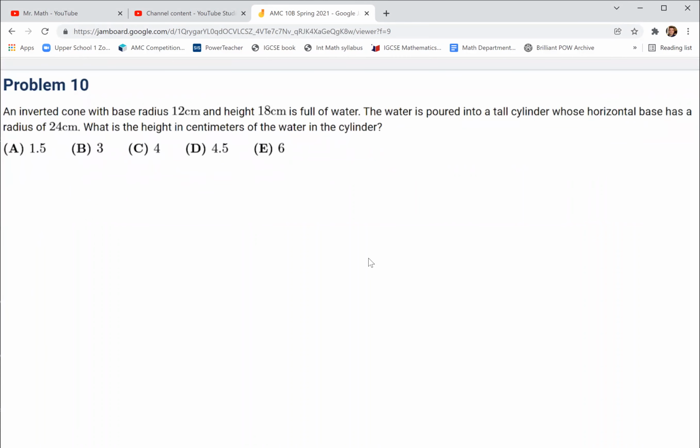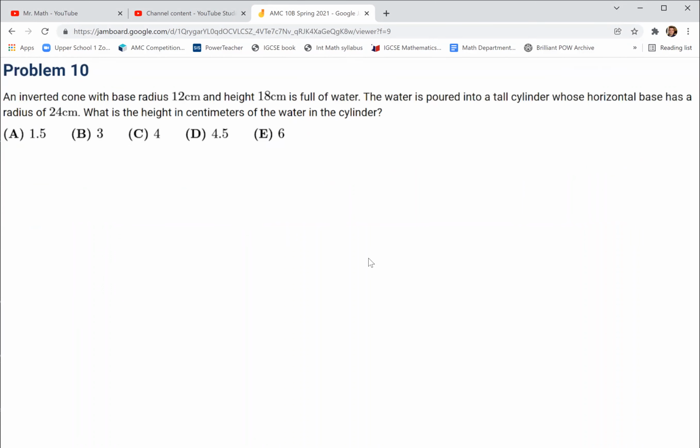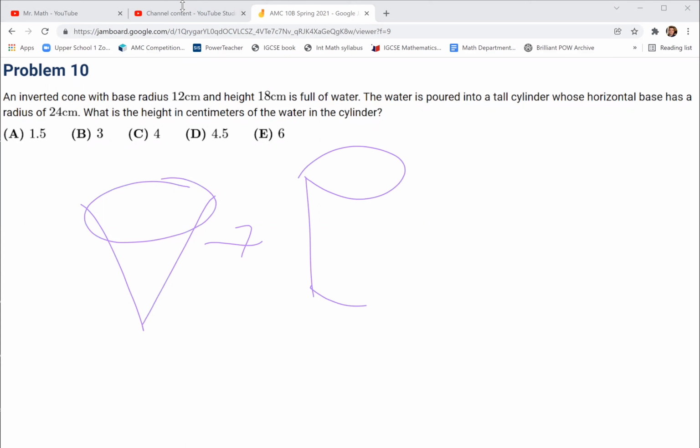Okay, number 10. An inverted cone with base radius 12 and height 18 is full of water. The water is poured into a tall cylinder whose horizontal base has a radius of 24 centimeters. What is the height in centimeters of the water in the cylinder? So we have this inverted cone, right? And we're converting it to a cylinder, right? The cone has radius 12 and height 18. The cylinder has radius 24 and height h, right?